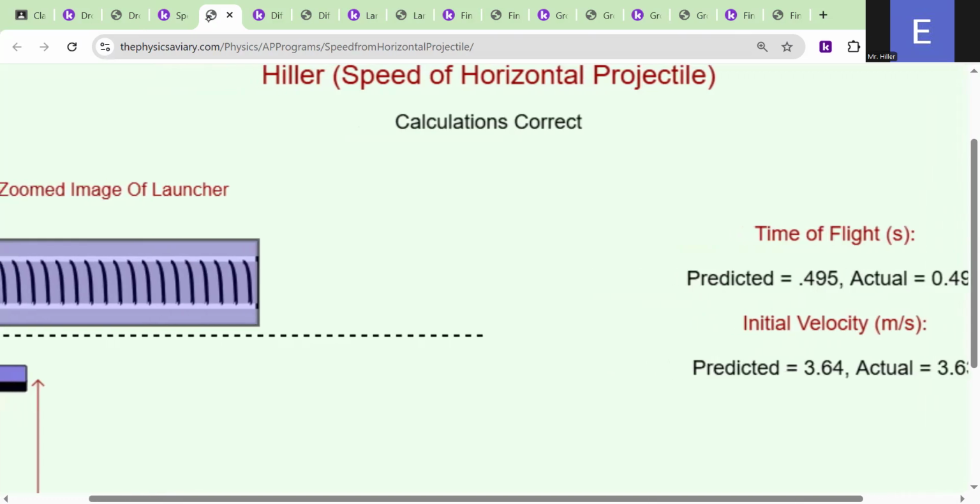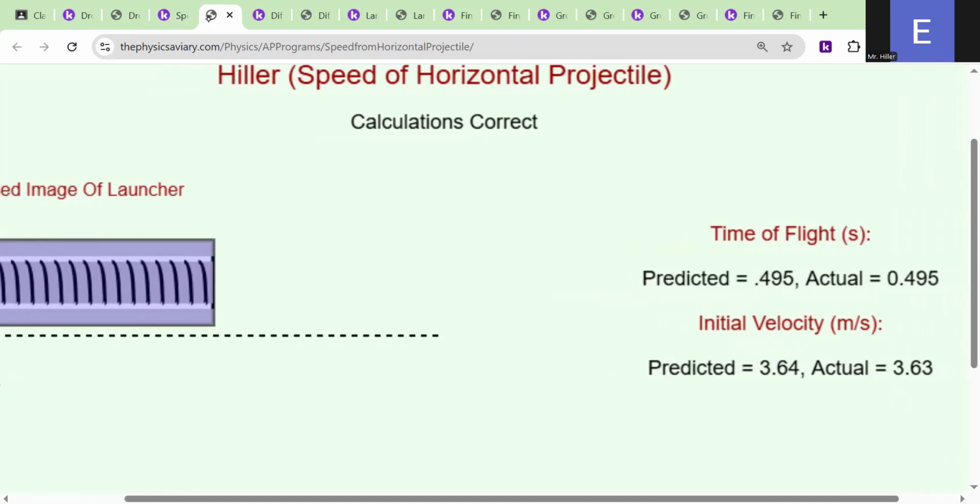And there we go. Okay. Hopefully you were able to get question number 2 correct yourself. If you did, let's move on to question 3. If not, try again.